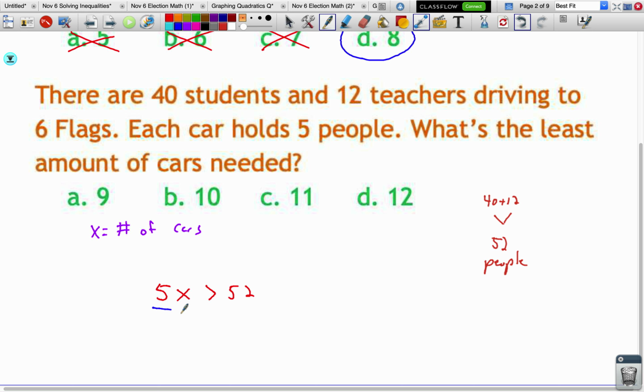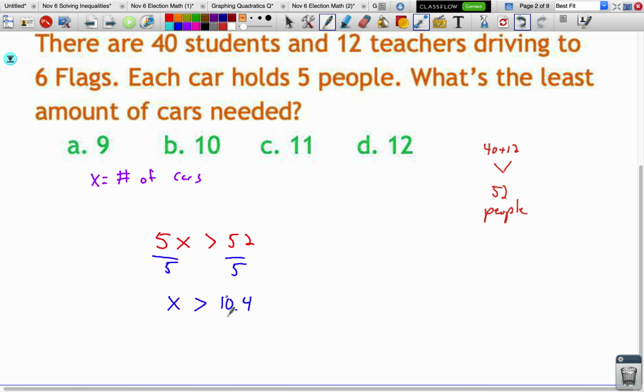All right, now let's divide both sides by 5. We get that x must be greater than, this is 10.4. So we need 10.4 cars, but we need to round that up. We must round up. And I'll let you think about that. If we only brought 10 cars, we'd only be able to transport 50 people. 2 people would be left behind. We can't bring 0.4 of a car. So the least number of cars we can bring is 11.